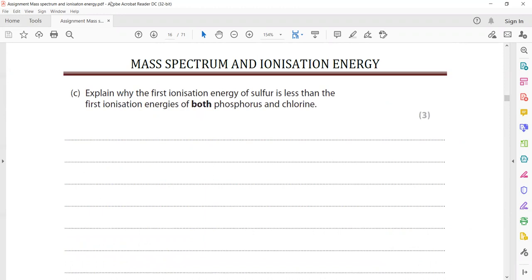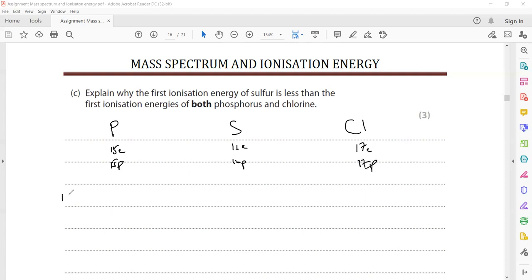Explain why the first ionization energy of sulfur is less than the first ionization energy of phosphorus and chlorine. So the best thing, if you want to compare, is to always write the electronic configuration. Phosphorus has 15 electrons, sulfur has 16 electrons, and chlorine has 17 electrons. So 15 electrons and 15 protons, 16 electrons and 16 protons, and 17 electrons and 17 protons.